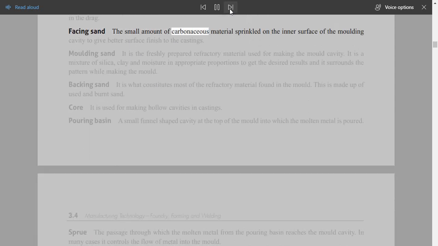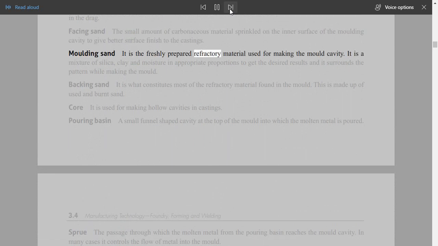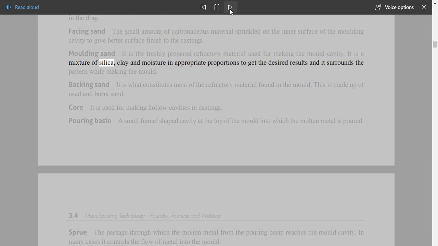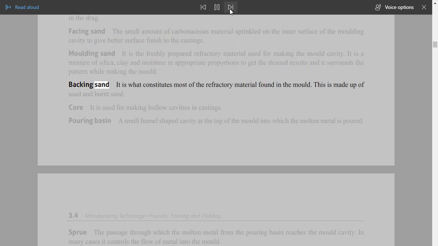Facing sand, the small amount of carbonaceous material sprinkled on the inner surface of the molding cavity to give better surface finish to the castings. Molding sand. It is the freshly prepared refractory material used for making the mold cavity. It is a mixture of silica, clay and moisture in appropriate proportions to get the desired results, and it surrounds the pattern while making the mold. Backing sand. It is what constitutes most of the refractory material found in the mold.